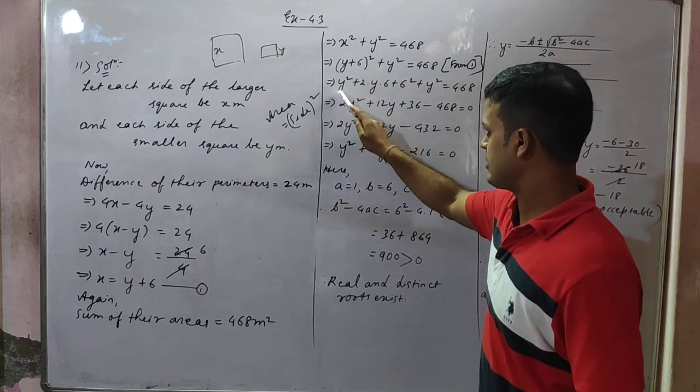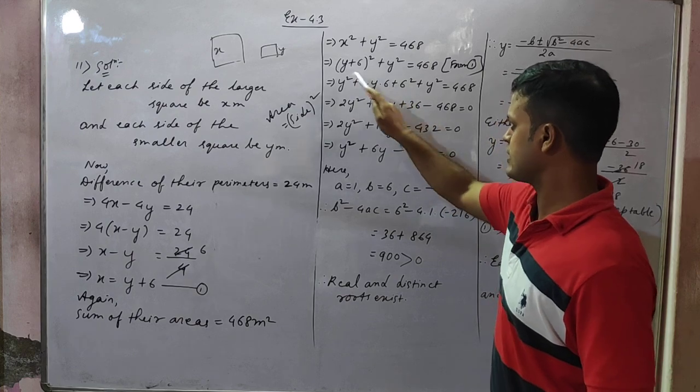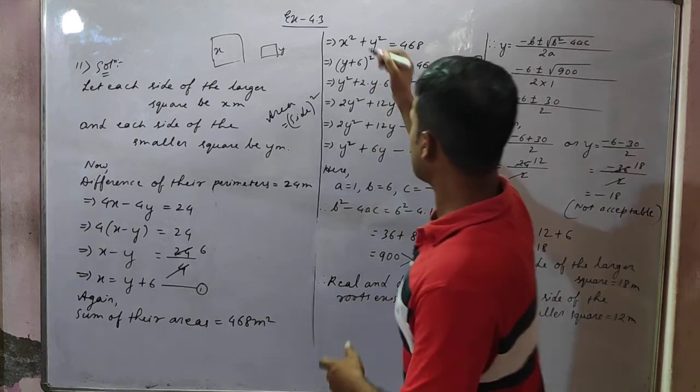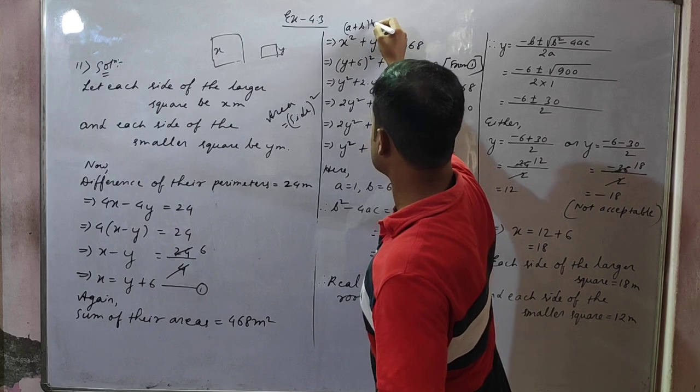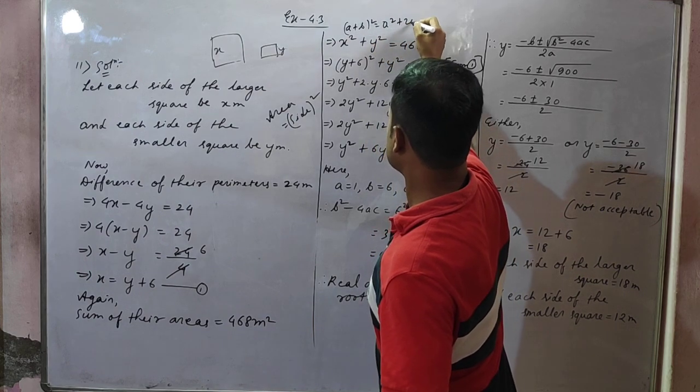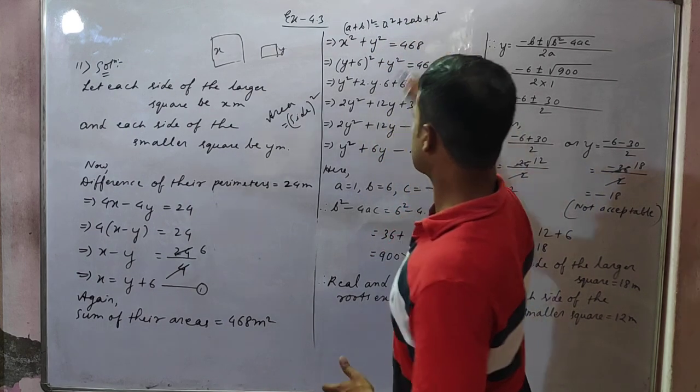(a + b) whole square. What is the formula? a square plus 2ab plus b square. This is a and this is b. This is the formula I am talking about, students. (a + b) whole square, so that is a square plus 2ab plus b square, isn't it?